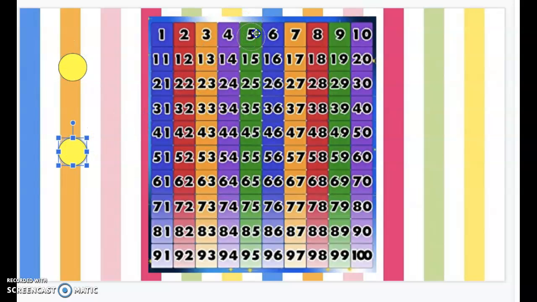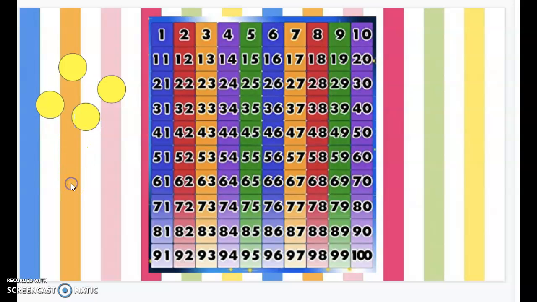Right now, let's look at one less. Let's start at 5. If we're going to have one less, we're going to go this way. So if we have 5 and we take 1 away, we have 1 less. What number would we be on? The number 4. Good.